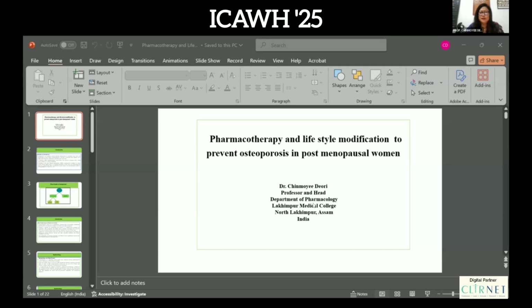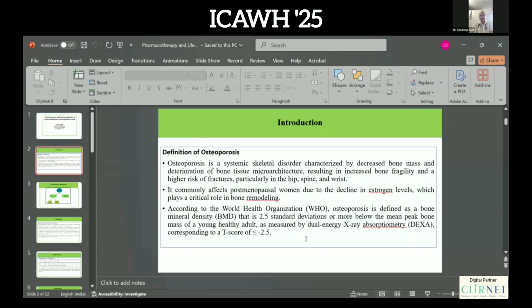At first, I'm going to start with the definition of osteoporosis. Osteoporosis is a systemic skeletal disorder characterized by decreased bone mass and deterioration of bone tissue microarchitecture, resulting in increased bone fragility and a higher risk of fractures, particularly in the hip, spine, and wrist. It commonly affects postmenopausal women, as the decline in estrogen level plays a crucial role in bone remodeling.